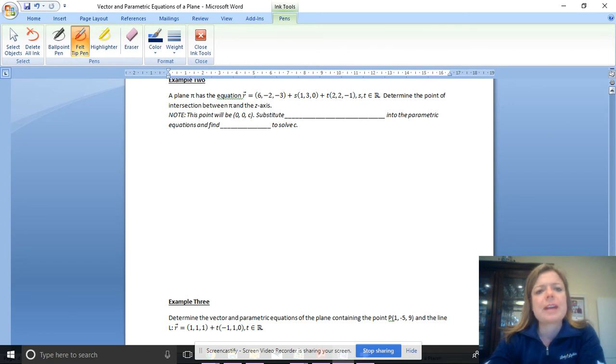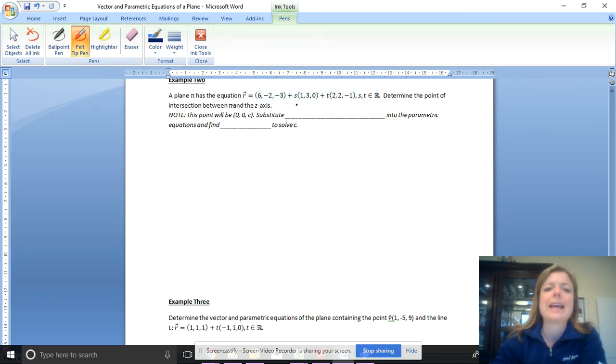So in example 2 now, we have the equation of the plane given to us. So a plane pi has the equation r equals (6, -2, -3). So remember, this means that it contains this point. So the point (6, -2, -3) is on the plane. And it has these two direction vectors, (1, 3, 0) and (2, 2, -1). All right, so determine the point of intersection between pi and the z-axis.